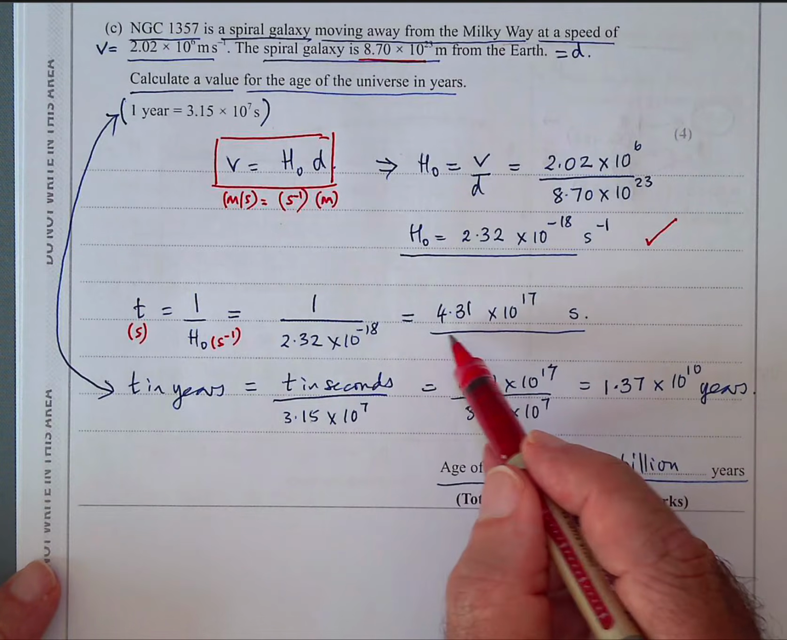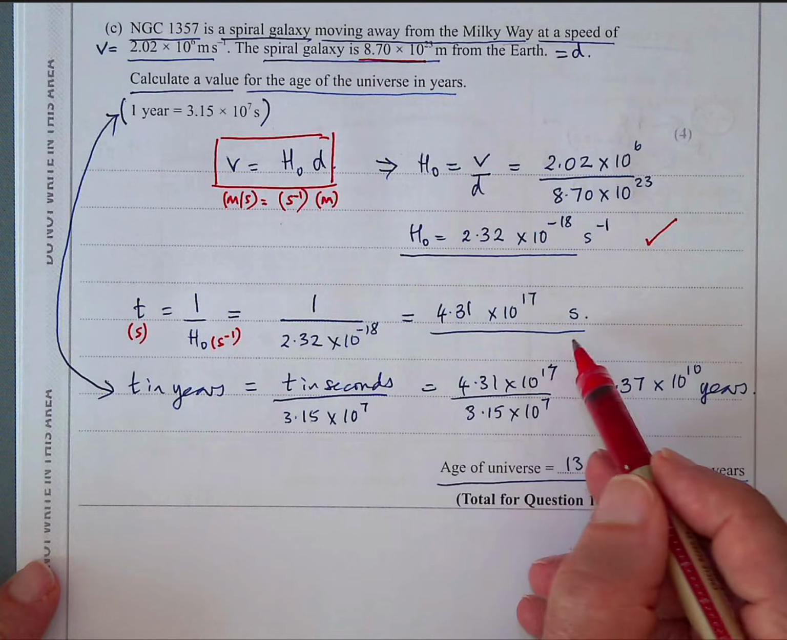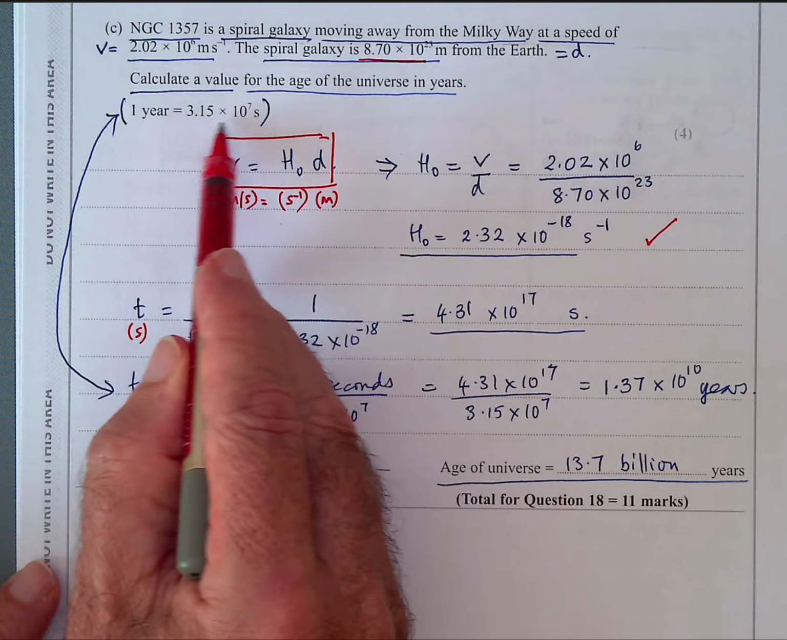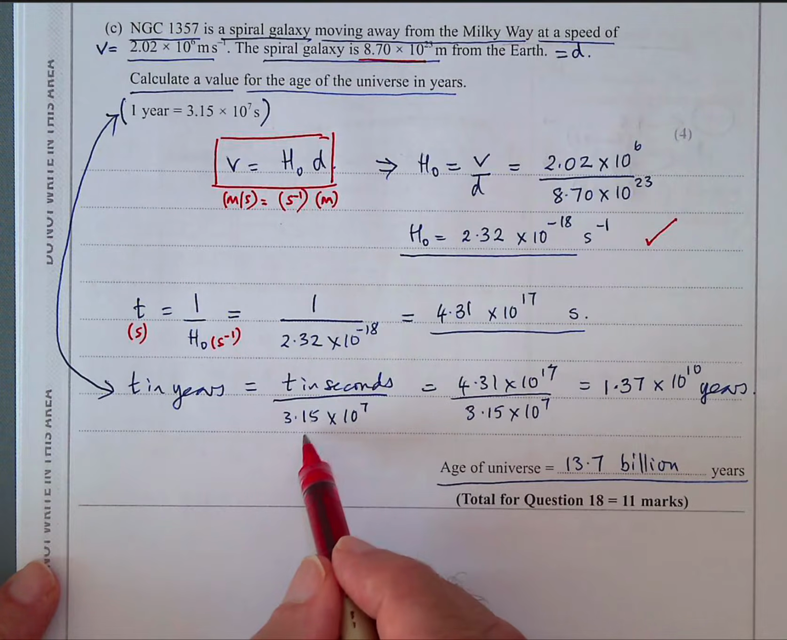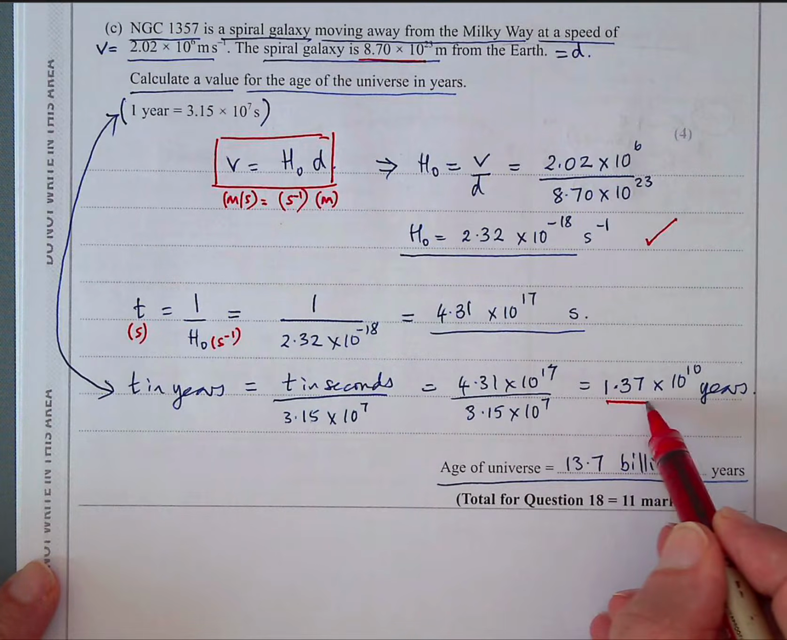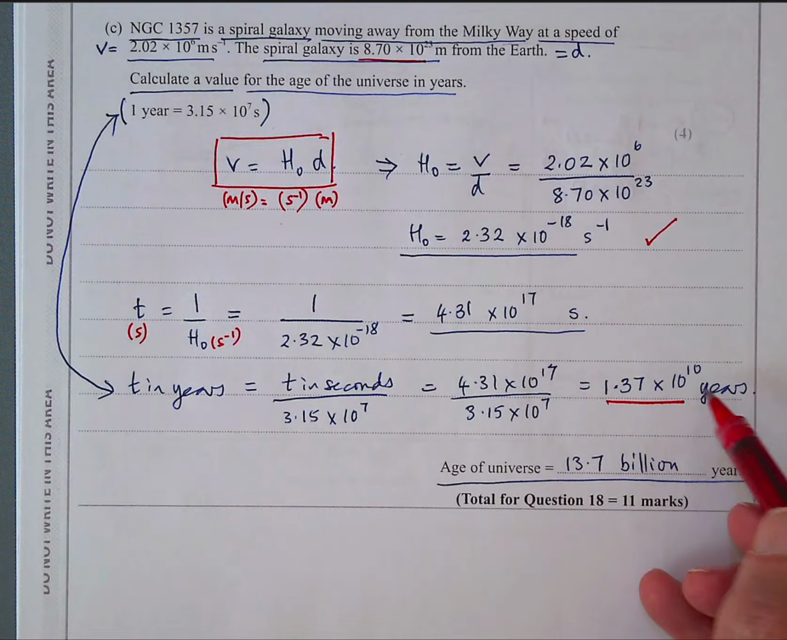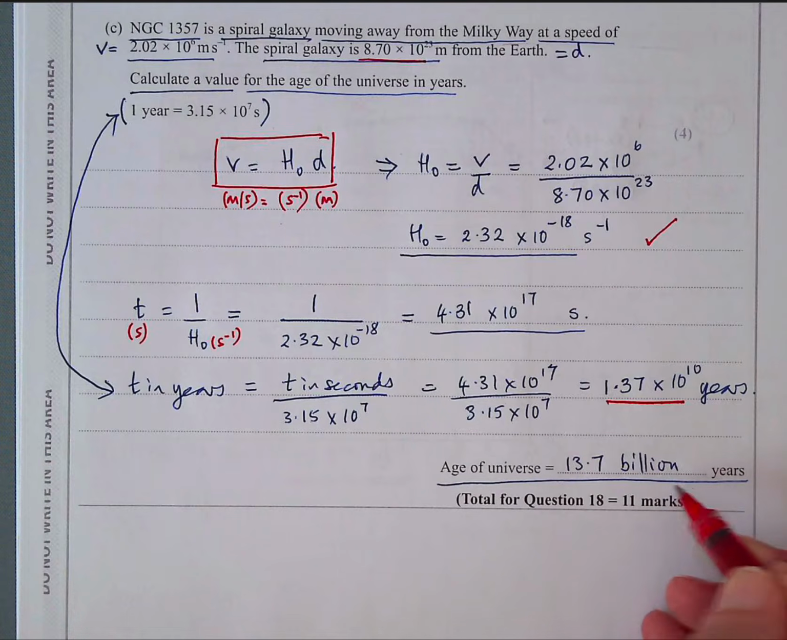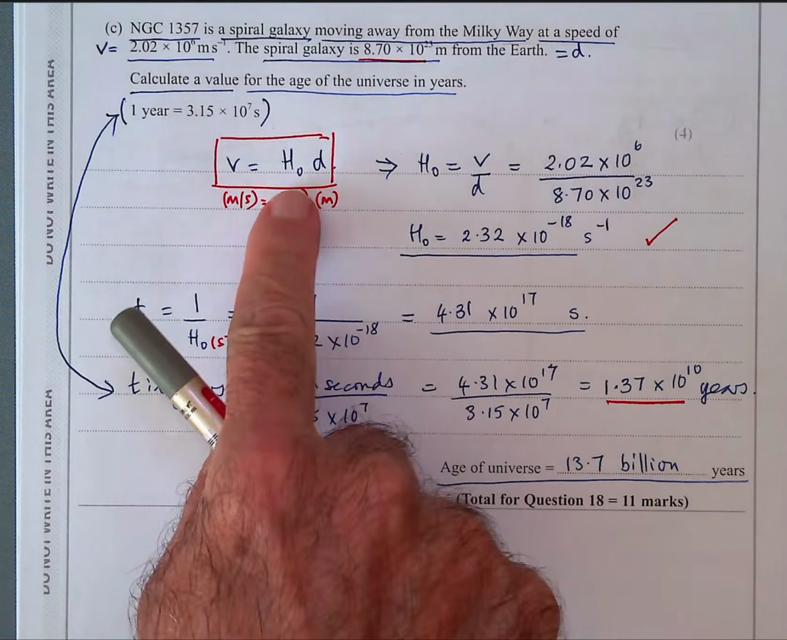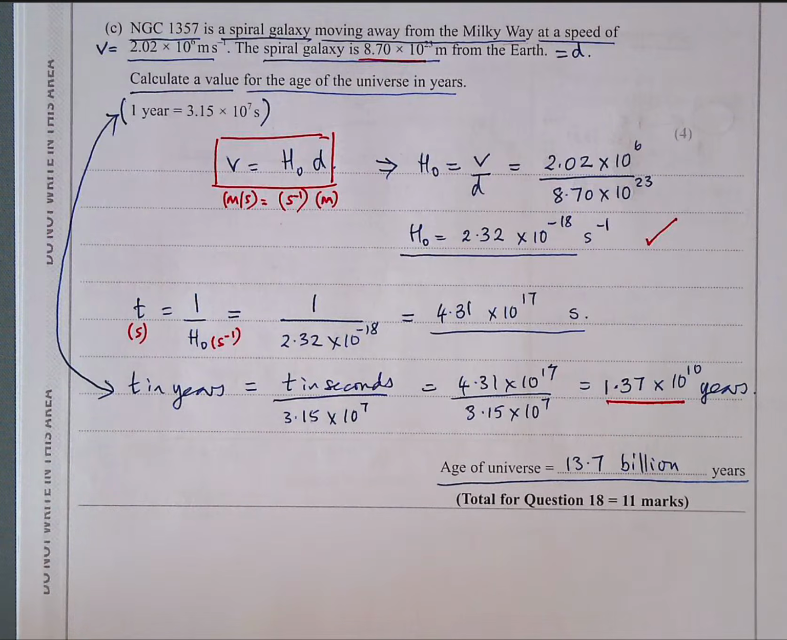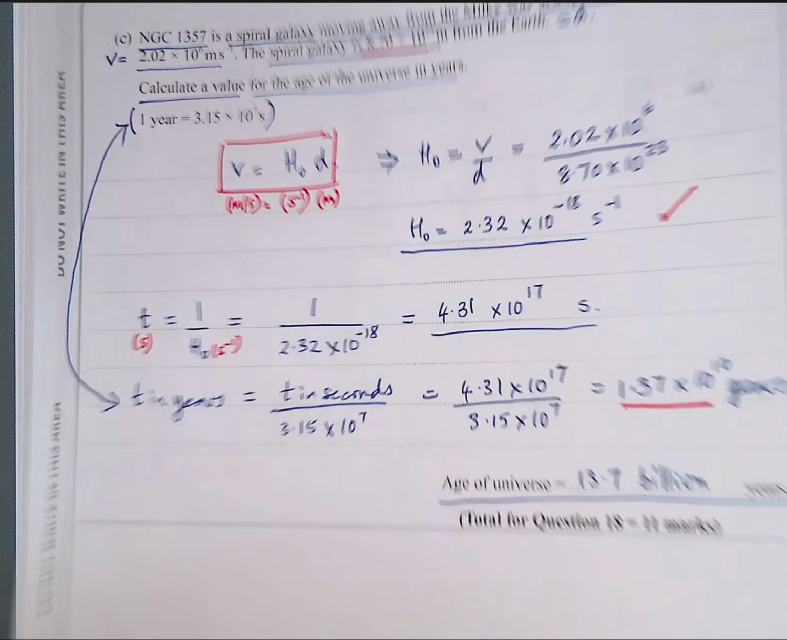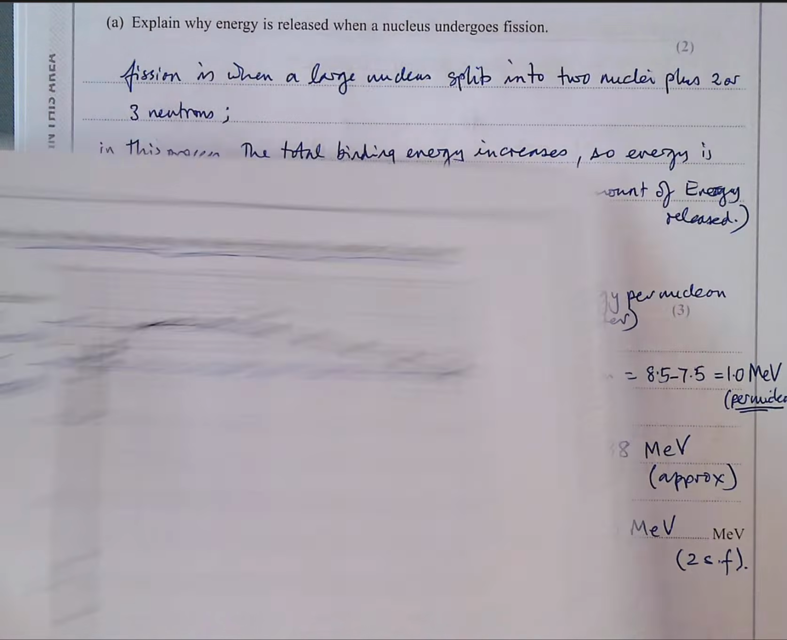You invert it and you get the age of the universe in seconds, and they've given you what 1 year is in seconds, so you can divide to get it into years. It's 1.37 times 10 to the 10 years, and 10 to the 9 is billions, so it's 13.7 billion years old. So that's a nice way of estimating the age of the universe. Of course there is a big uncertainty in the value of H and all the confusion about what is dark matter and dark energy.